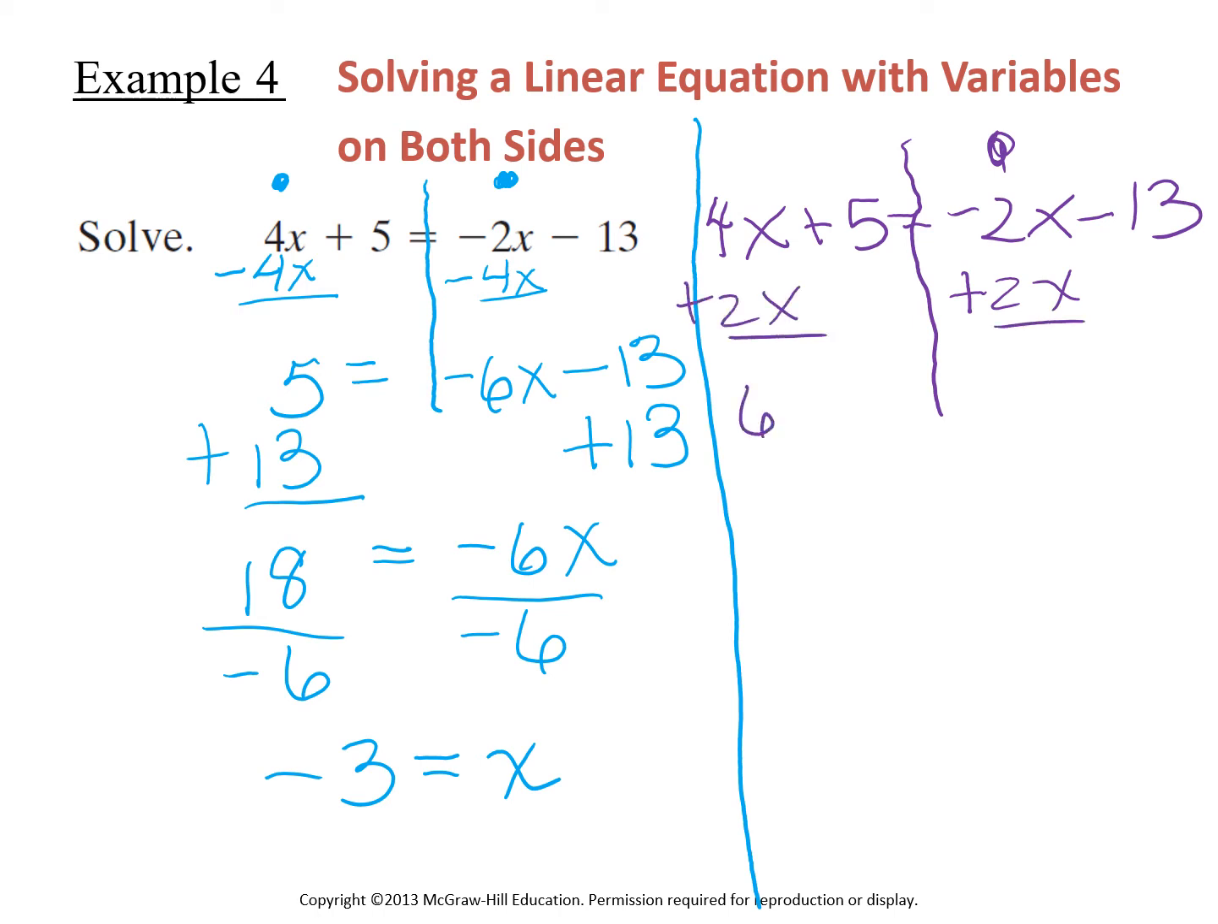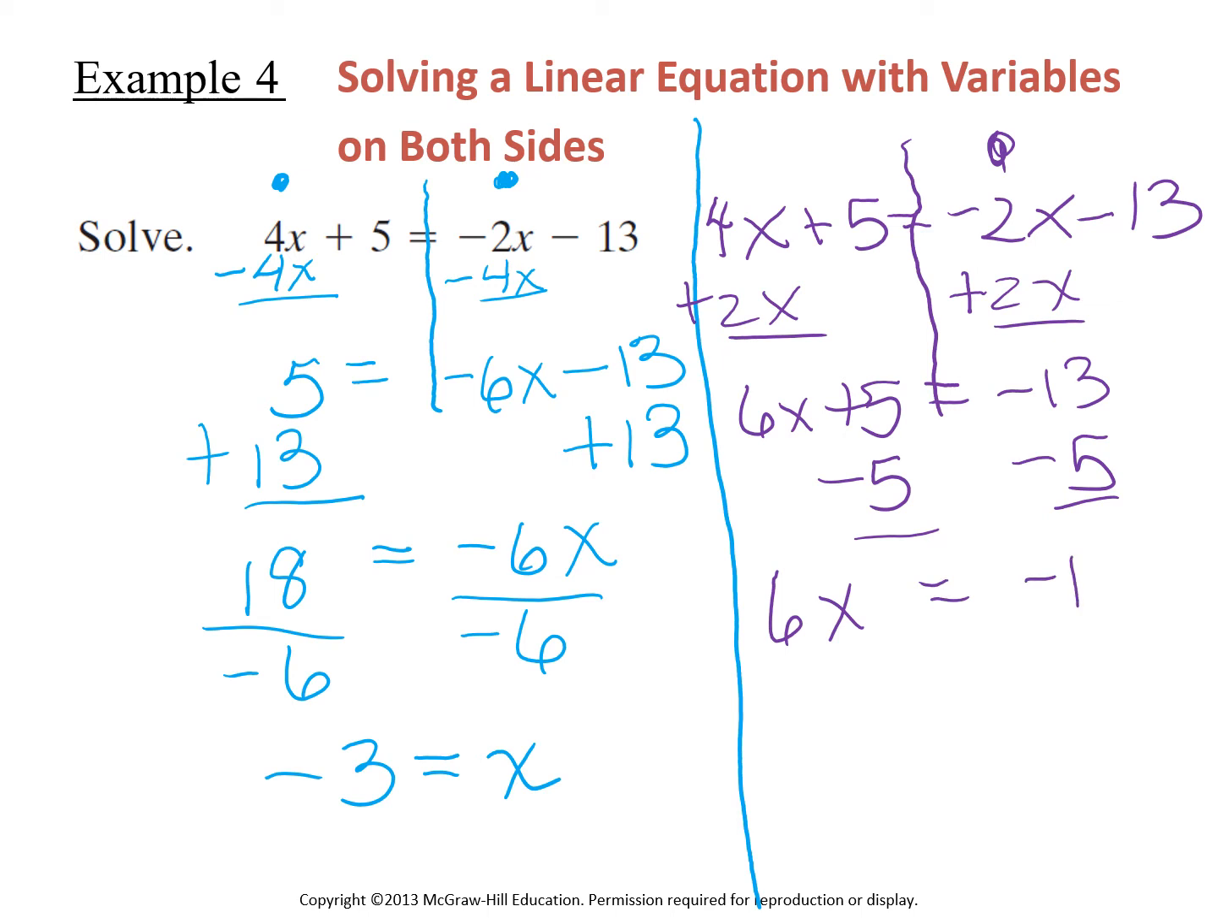So I have 6x plus 5 is equal to negative 13. And focusing on the left, I'm going to subtract 5 from both sides of the equation. 6x equals negative 18, and dividing by the coefficient 6, x equals negative 3.